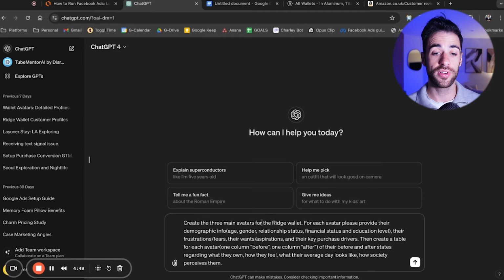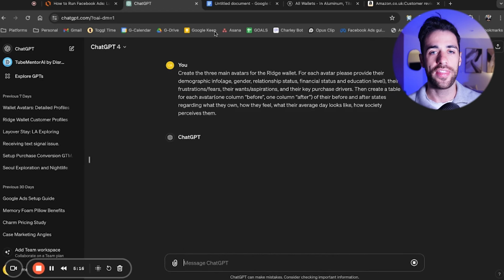For each avatar, please provide their demographic info, age, gender, relationship status, financial status, and education level, their frustrations and fears, their wants or aspirations, also known as desires, and their key purchase drivers. Then create a table for each avatar, one column before, one column after, of their before and after states regarding what they own, how they feel, what their average day looks like, and how society perceives them. Okay, so do that, hit enter, and that's going to spit that out.